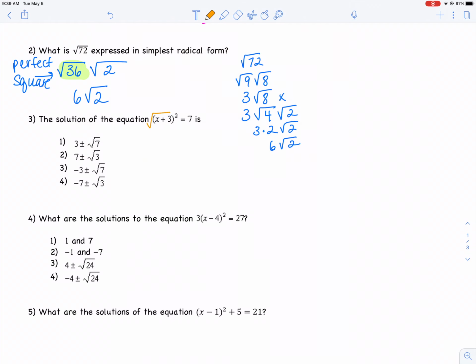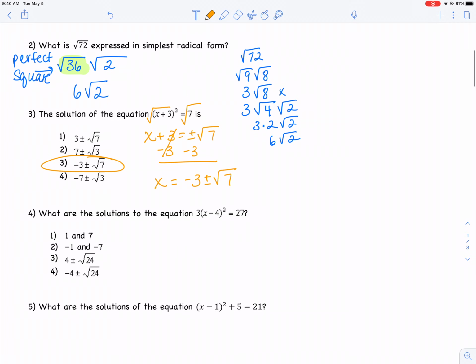Okay, in number 3, we are going to once again solve by square root. You could take the square root of both sides. And here, kind of nice, x plus 3 equals, don't forget, both the positive and the negative, square root of 7. And you're going to move that 3 over to the other side. So x equals, always put that number first, negative 3 plus or minus radical 7. The 7 can't be simplified, so that should be the answer you're looking for. Choice 3, negative 3 plus or minus radical 7.